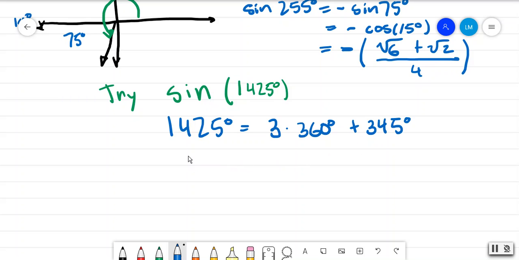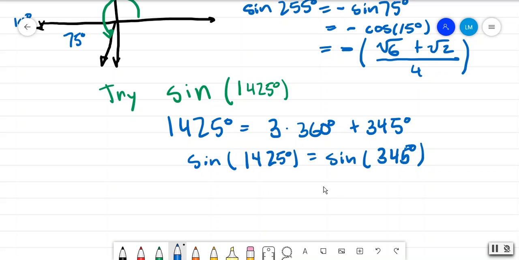So basically, it's almost like saying find sine of 345. However, sine of 345 is in the fourth quadrant, so you know it's going to be negative, and that's going to be sine of 15 degrees. So all you need to do is find whatever sine of 15 degrees happens to be, and then that'll simplify nicely.